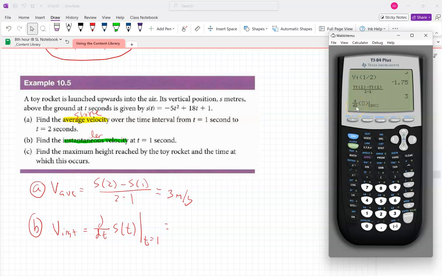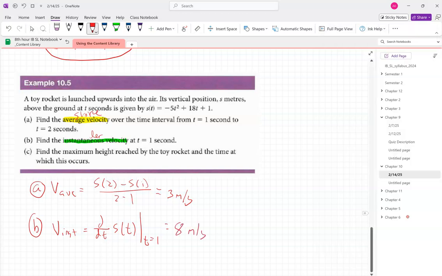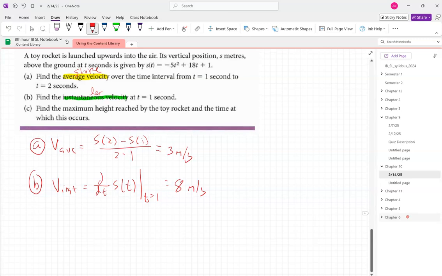And I already typed in the equation for s of t into y1, right? So guess what I'm going to put here? y1. I'm not going to type it again. I could, but no thank you. So I get 8 meters per second. How's that feel?